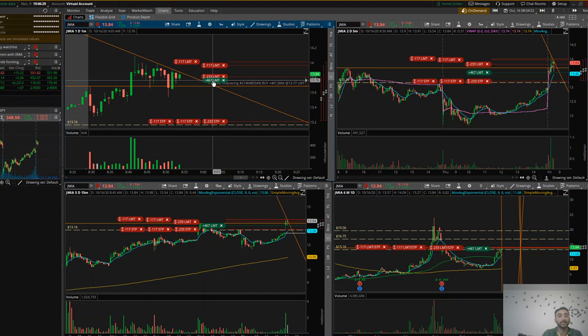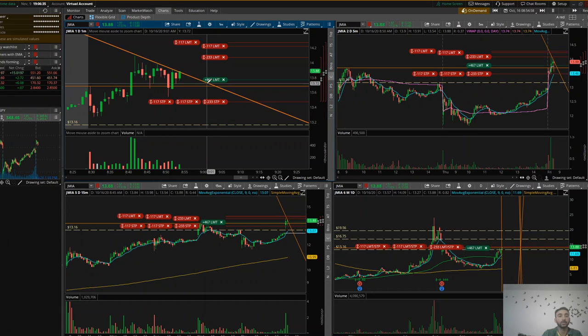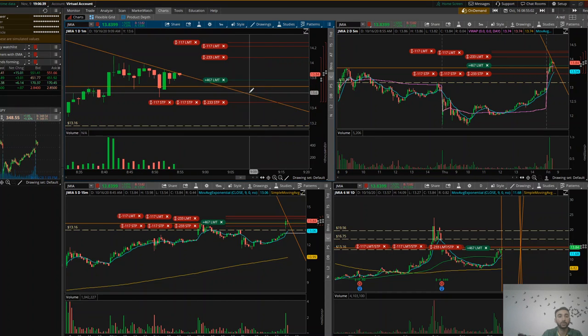It's up to you how you want to play it. You can either get in inside the trend and then expect the breakout, or once it breaks out, then you get in. Okay, so I'm still waiting, and it looks like it's about to break out now.